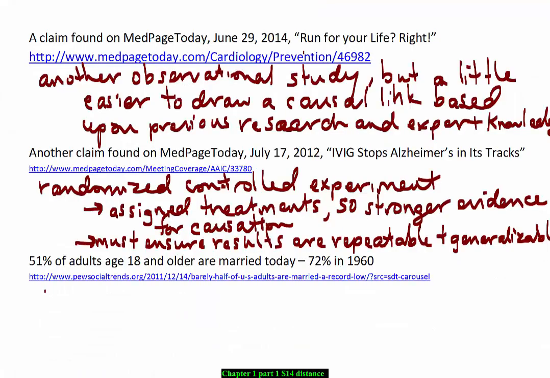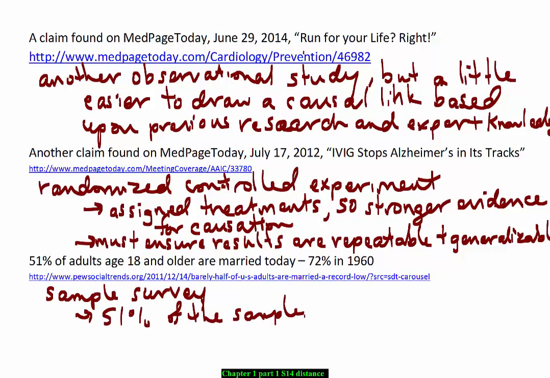We took a survey. So we're going to call this a sample survey because it's a sample of our population, and a survey because the individuals provided their own data. We asked them to tell us the answer. So here, 51% of the sample are married.